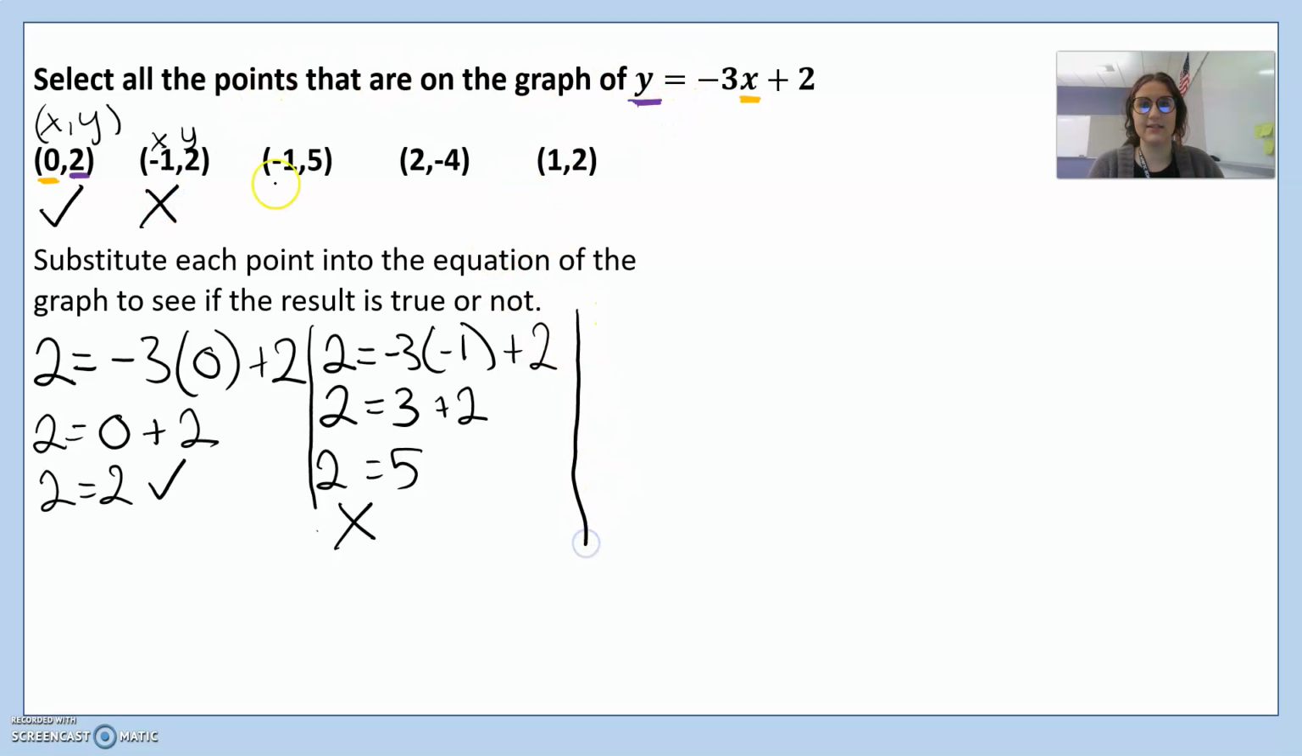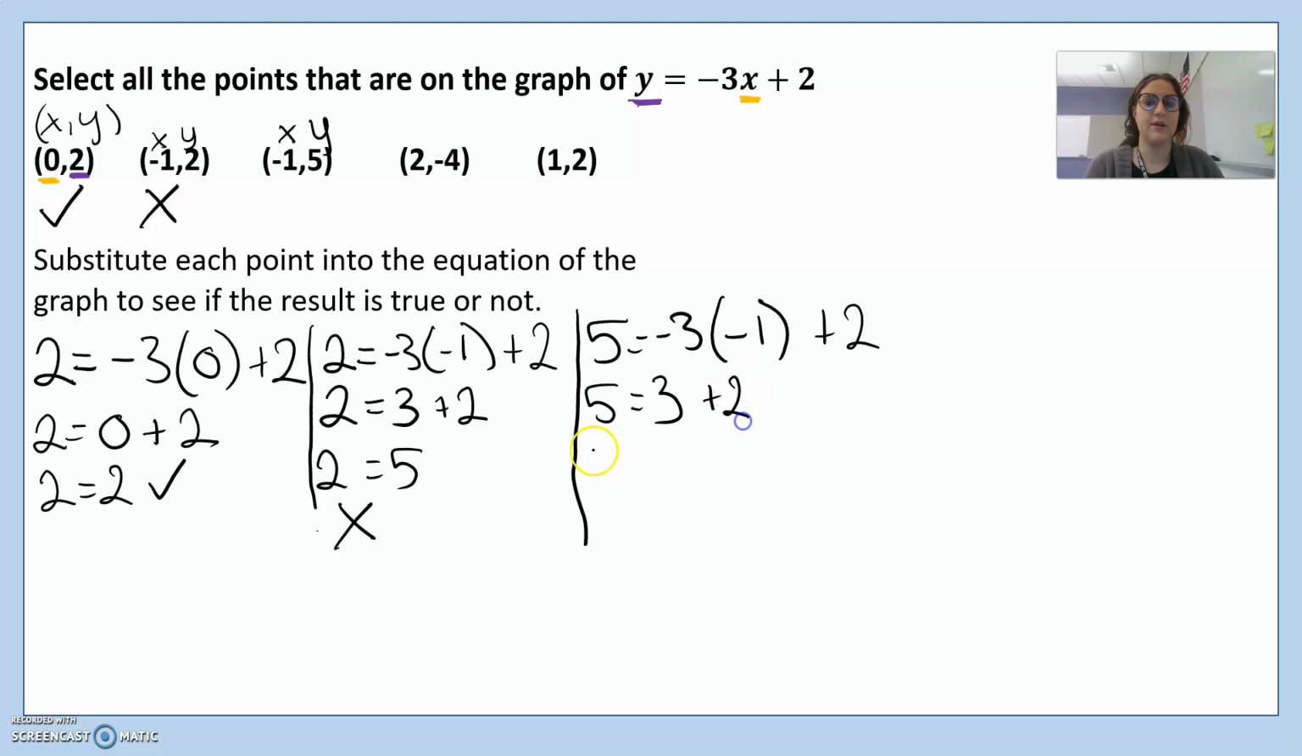All right, moving on. Same thing. I have x and y. Plug it in. Plug the x in for x, y for y. So y is 5 equals negative 3 times negative 1 plus 2. 5 equals negative 3 times negative 1 is positive 3 plus 2. And then 5 equals 5. Yep, that is true. 5 does equal 5, so that point is on the graph. All right, 2 more.